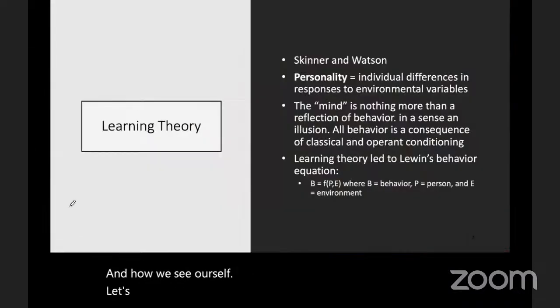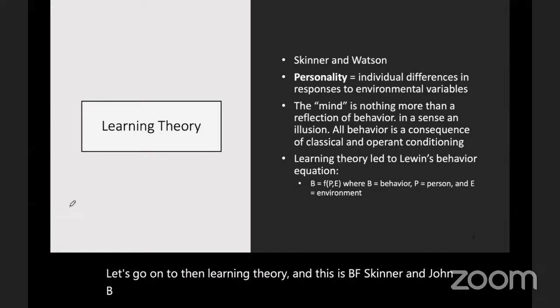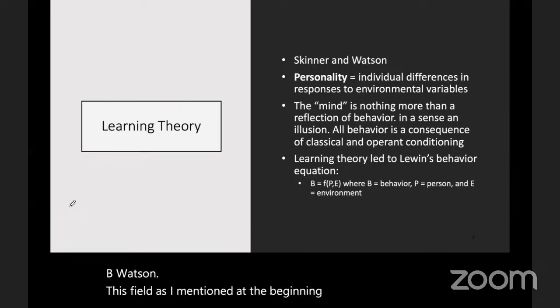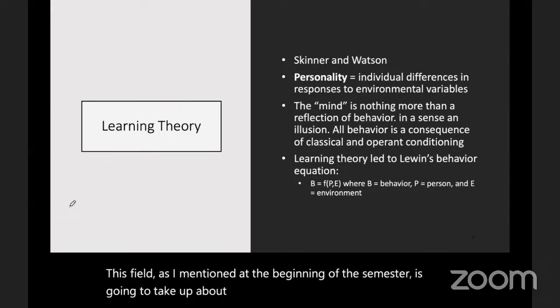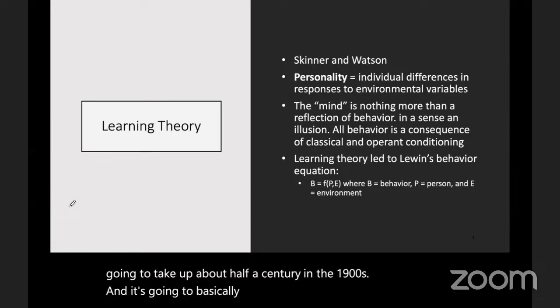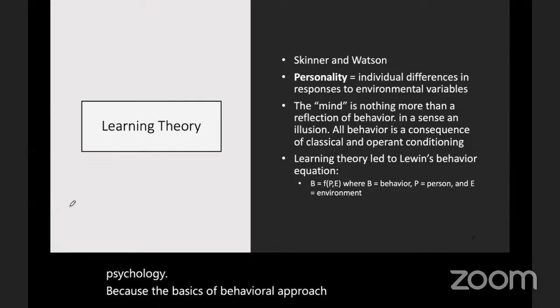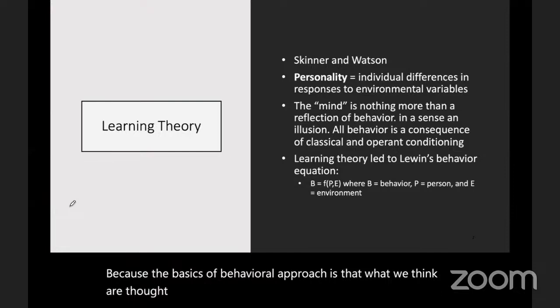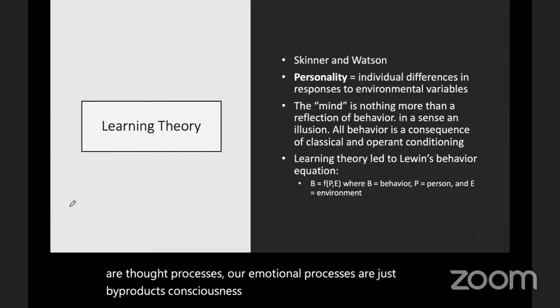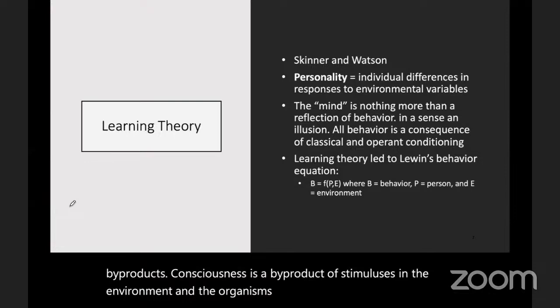Let's go on to then learning theory. And this is B.F. Skinner and John B. Watson. This field, as I mentioned at the beginning of the semester, is going to take up about half a century in the 1900s. And it's going to basically erase the mind from the study of psychology, because the basic premise of the behavioral approach is that what we think, our thought processes, our emotional processes are just byproducts. Consciousness is a byproduct of stimuli in the environment and the organism's response to that stimulus. Okay.